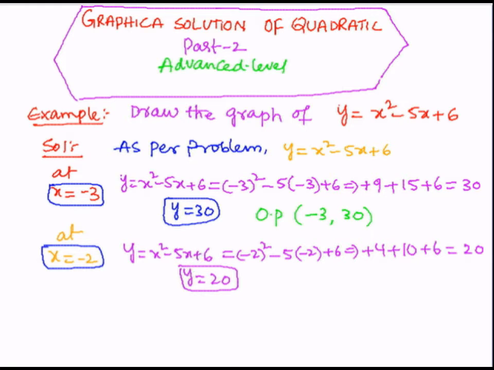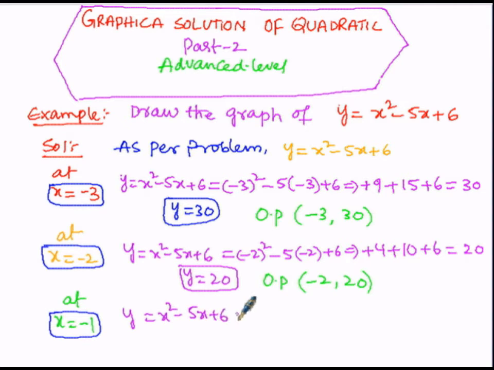Then the second ordered pair is x comma y, that is x value is minus 2, when x is minus 2 we got the y value as 20. Then now in the third case, that is at x equals minus 1, the equation is y equals x square minus 5x plus 6, x must be replaced by minus 1. So here minus 1, but it must be squared because it is x square, minus 5 into x by minus 1 plus 6 written as it is.